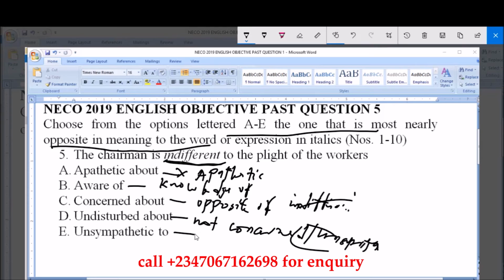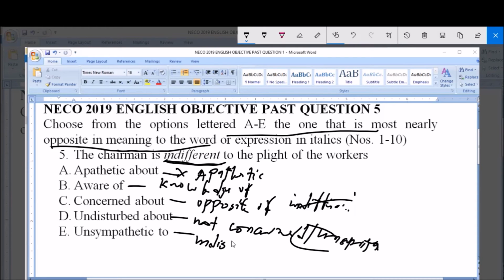Or unsympathetic. And when we talk of unsympathetic, unsympathetic means undisturbed, or lack of concern, and so on. So the only word that is the opposite in meaning to this word indifferent is concerned about, because indifferent means lack of concern. So option C is correct.